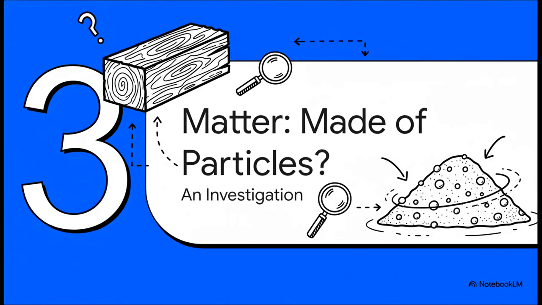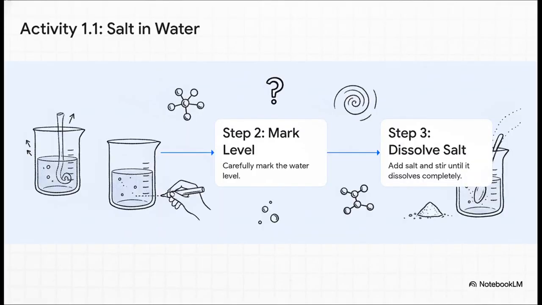And this brings us to a really big question that puzzled scientists for a very long time. Is matter continuous, like a solid block of wood with no gaps at all? Or is it particulate, meaning it's made up of tiny individual bits, kind of like a pile of sand? Well, let's find out with a simple activity. We can figure this out with a simple experiment, one you might find in your textbook.